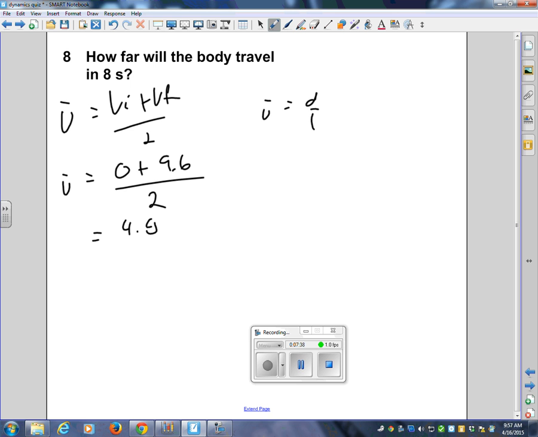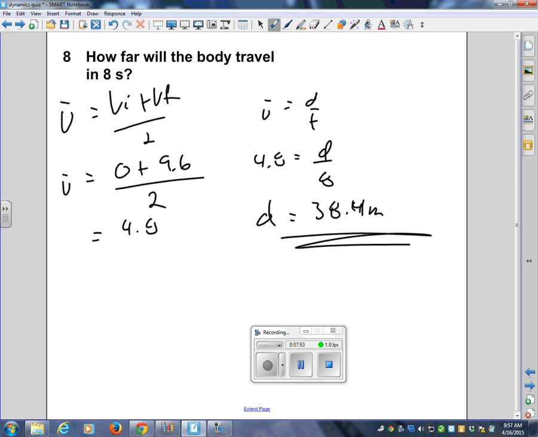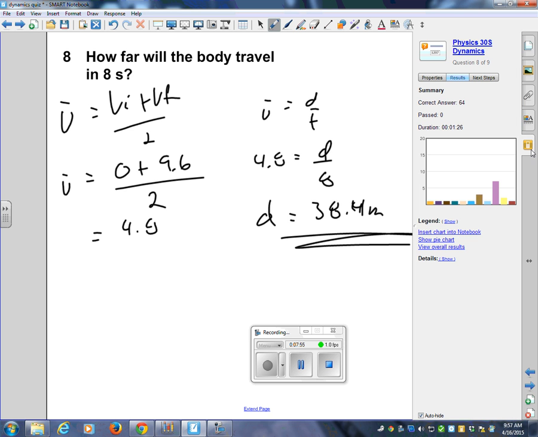V bar equals D over T. 4.8 is equal to D over 8. Multiply by 8. 38.4. Easy. 43. Yeah, so that one's wrong.